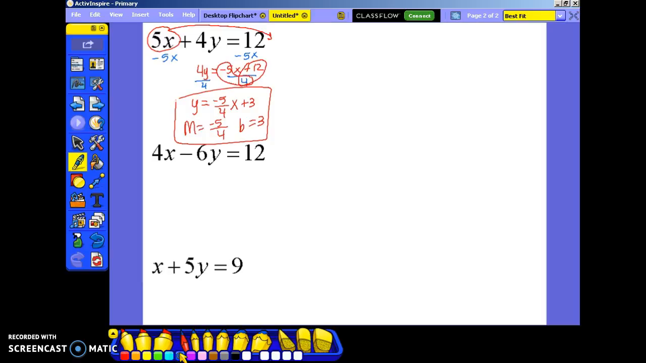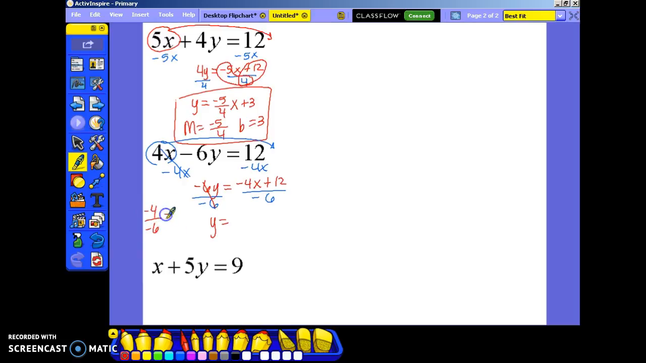For the next one, we want to move 4x to the other side. That leaves me with negative 6y, because I'm subtracting 4x from both sides. So I have negative 6y equals, I write the term with the x first, then write the constant. I'm going to divide both sides of the equation by negative 6. That leaves you with y on the left side.